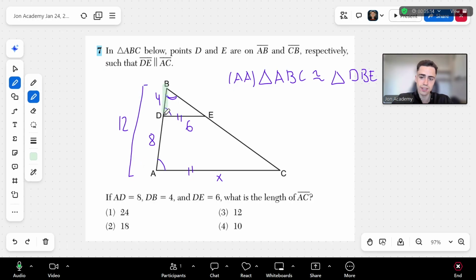And now that both are similar, we could say that as the bigger side length is 12 and the smaller one is 4, the ratio is 3 to 1. And therefore, if this is 6 here, the other one has to be 3 times bigger. So it's going to be 3 times 6 equals 18. Therefore, we are going with option number 2 here.